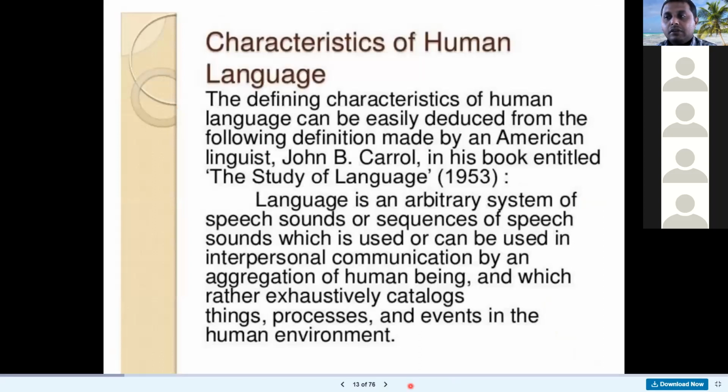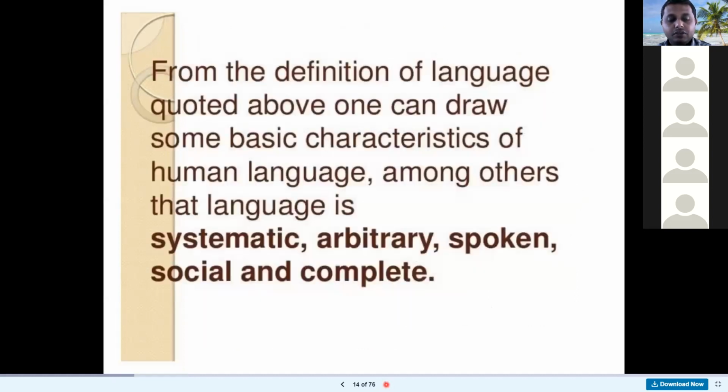So these definitions, right, are quite famous, right? And one linguist is there, that is John Carroll, and he describes language in the book, The Study of Language. What it tells us is that a language is an arbitrary system of speech sounds or sequences of speech sounds which is used or can be used in interpersonal communication by an aggregation of human beings and which rather exhaustively catalogs things, processes, and events in the human environment. The definition looks quite difficult, but one thing is there, that a language is made of sounds, then we have to use it for communication. We have to follow the rules, and it is used in human environment. So that is the main thing in the definition.